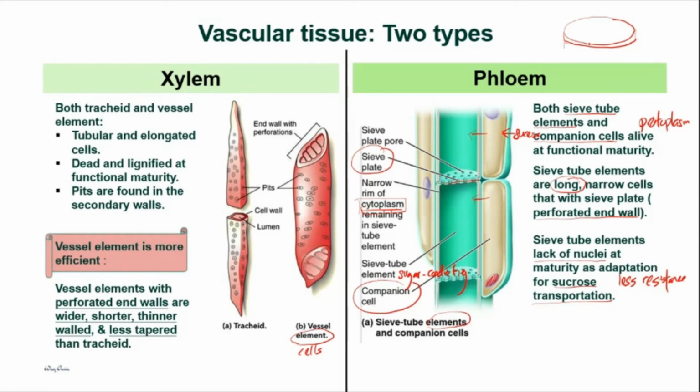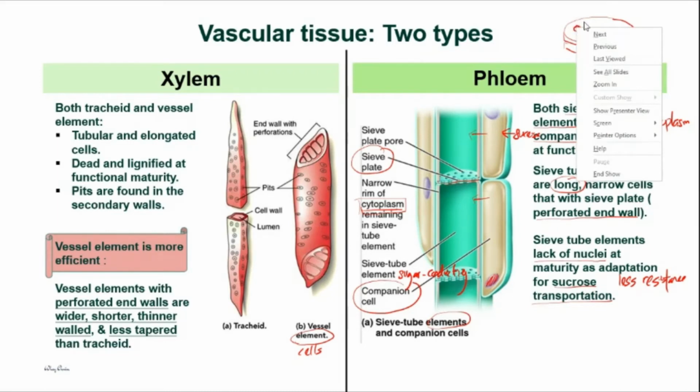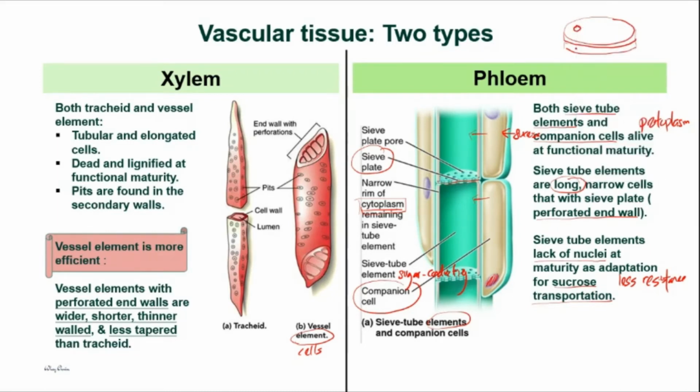Kamu imagine this is one sieve plate of the first cell, and then at the bottom with the sieve plate of another cell. They attach end to end ya, hujung ke hujung, tetapi kalau kita study betul-betul, dia ada perforation to enable the movement of the sucrose from cell to cell. So sucrose boleh bergerak dengan senang melalui perforation ini. So this is the main characteristic of the sieve tube element.